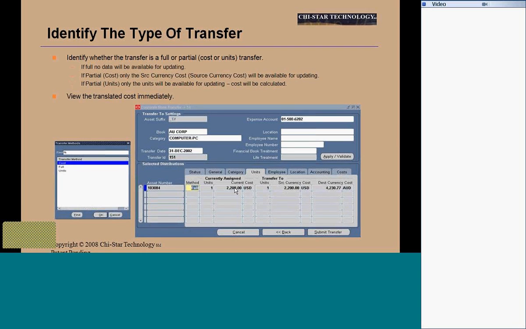As soon as I select this cost value, this currency will be updated based off of the exchange rate and the date place of service, or the transaction date, to what it is going to be equal to in Australian dollars.